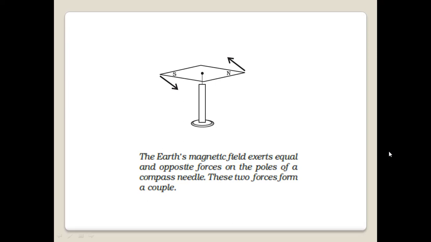Another example for couple and torque is the Earth's magnetic field exerting equal and opposite forces on the poles of a compass needle. You can see this as represented by the arrow marks. These two forces form a couple and cause the compass needle to rotate.